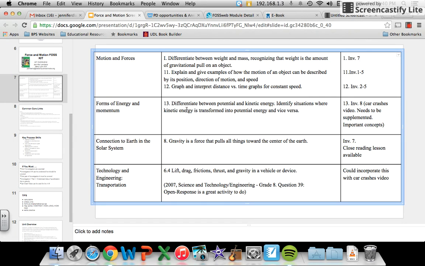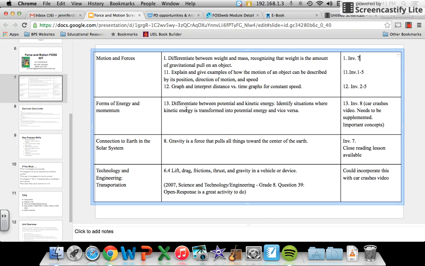Now, this one, standard 13, differentiate between potential and kinetic energy. This is not explicitly taught. It is talked about in investigation 8, the car crash video, but it needs to be supplemented. It is a very important concept, and the only place it's taught really is in force and motion. So please try to incorporate this into your lessons at some point.